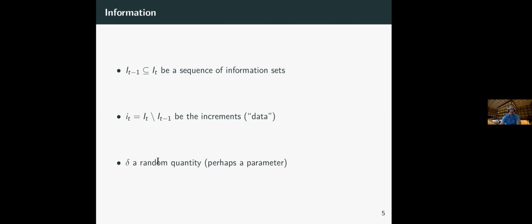And delta is some random quantity. In a Bayesian world, you could think of this as a parameter, a latent thing I'm trying to learn about. It's just something random that the agent is trying to learn about. It could be a parameter of a DTP. It could be a latent value in a Kalman filtering setting. And I'm going to show you examples of both.